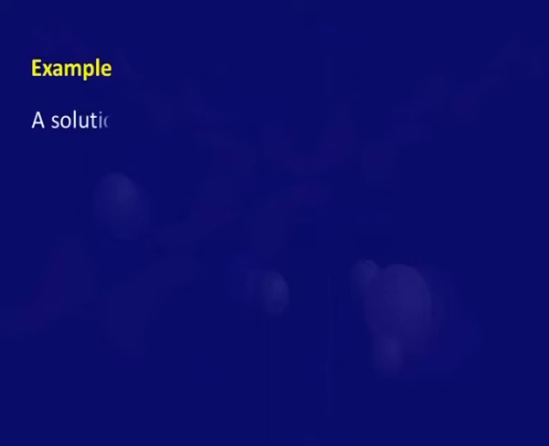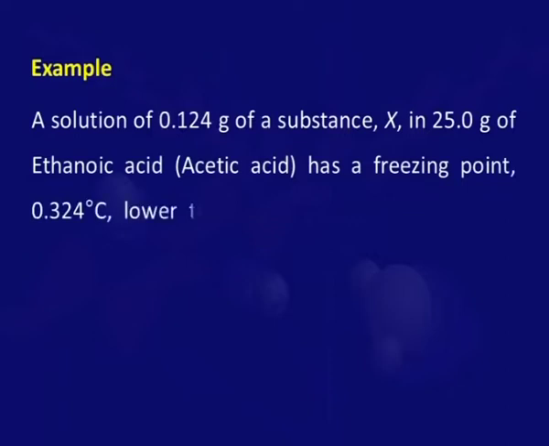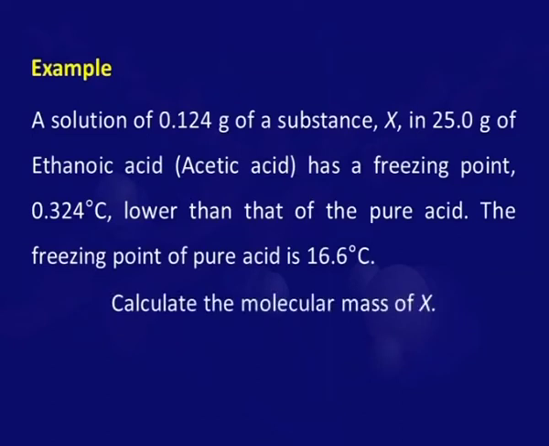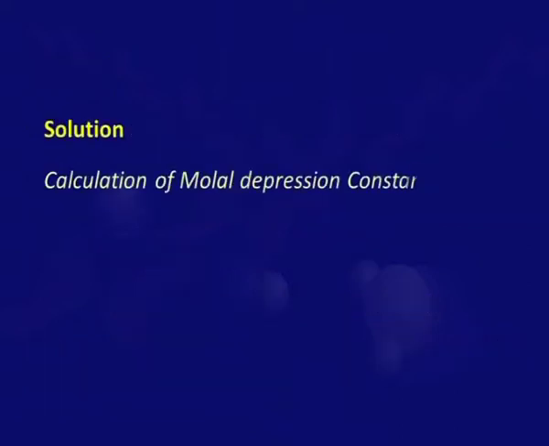For the calculation of molar depression constant, we can have a look at an example. A solution of 0.124 grams of a substance X in 25 grams of ethanoic acid has a freezing point 0.324 degrees Celsius lower than that of pure acid. The freezing point of pure acid is 16.6 degrees Celsius. Calculate the molecular mass of X given that the specific latent heat of fusion of ethanoic acid is 180.75 joules per gram.